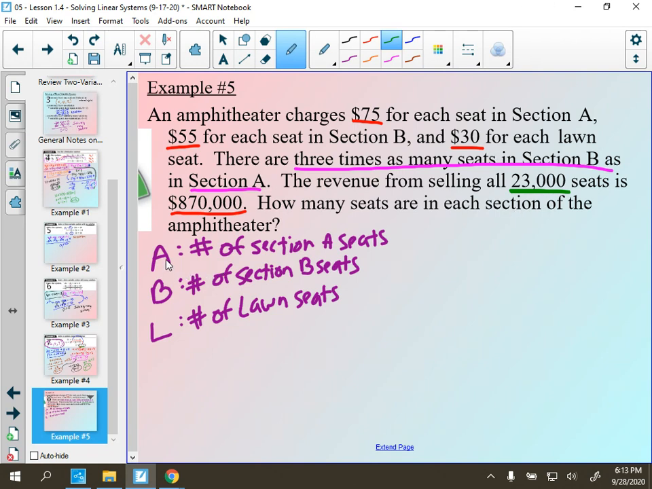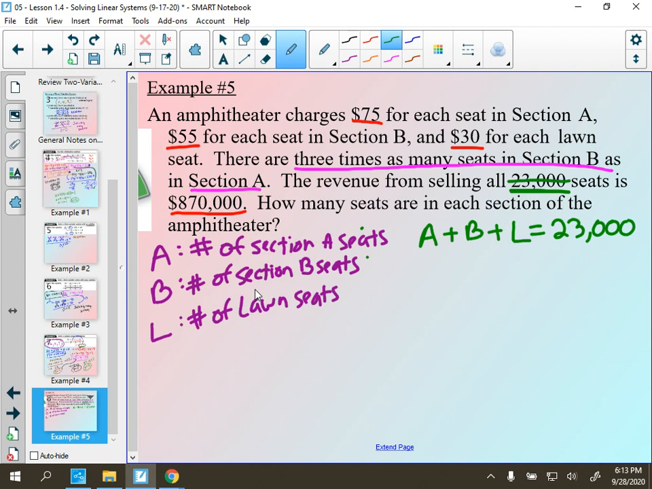Let's start with the 23,000, because I think that's the most intuitive one to look at. If I take the number of A seats, however many there are, I have no clue, it's unknown, and add that to the number of B seats, again also unknown, and add that to the number of lawn seats, that should add up to 23,000 seats. All right. Now we've used that. We're not going to use that information again. That's out of the picture.